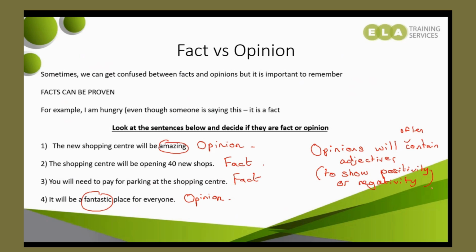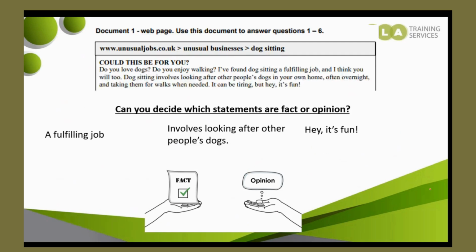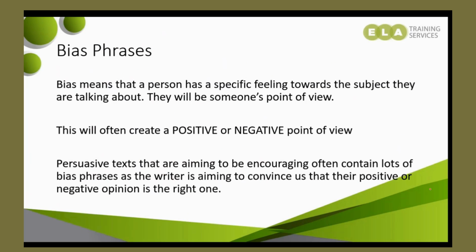Okay. What we're now going to look at is what we call bias phrases. A bias phrase means a person has a specific feeling towards the subject they are talking about. It will be someone's point of view. This will often create a positive or negative point of view. Persuasive texts that are aiming to be encouraging often contain lots of biased phrases, as the writer is aiming to convince us that their view, positive or negative, is the actual right one.